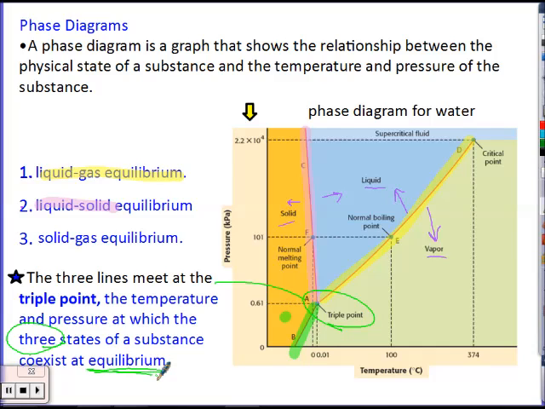Now it's not to say I can't have three states. Maybe I have boiling water and I throw an ice cube into it. I've got three states at that time. It's not at equilibrium because it's too hot and the ice will melt immediately. But at this triple point, they're all going to exist at the same time.